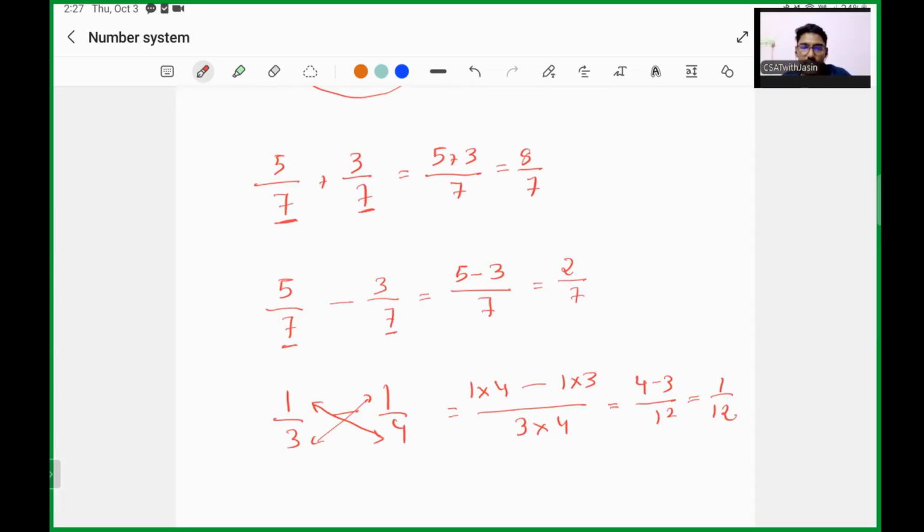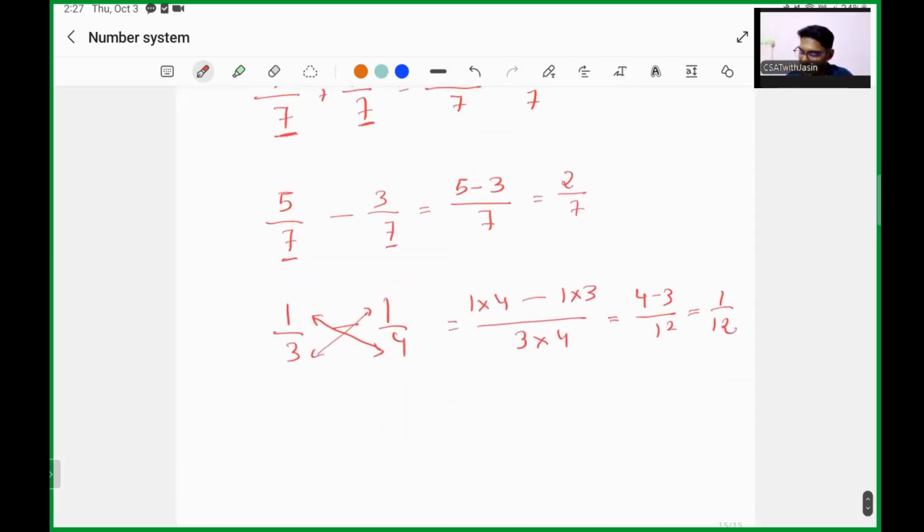UPSC will not directly ask to do these calculations in fractions and all, but in some questions, this might come in handy. You may need to do the calculations of fractions. Then only you will come to the answer. It won't be direct questions. I'll show you the questions later. Is it okay? So this is about addition and subtraction in case of fractions.